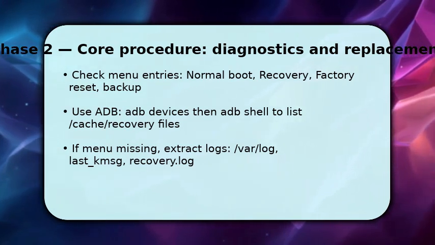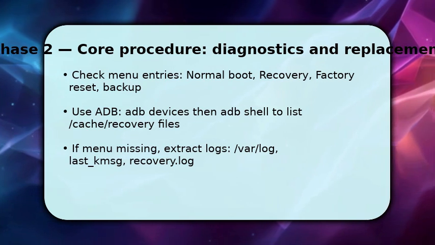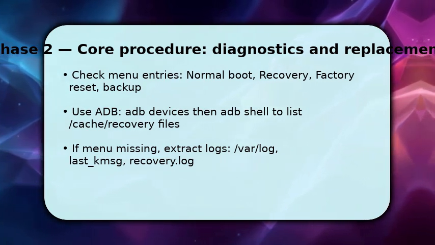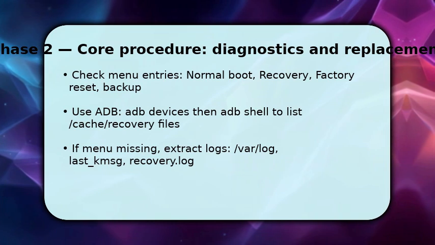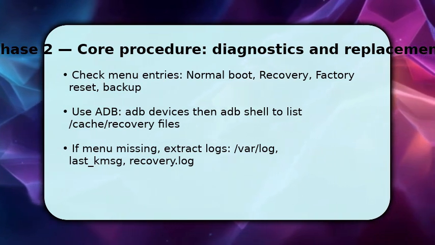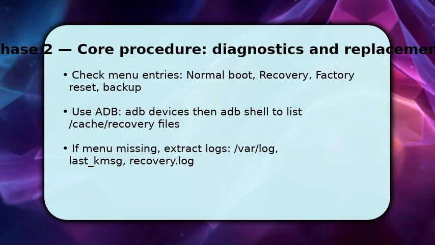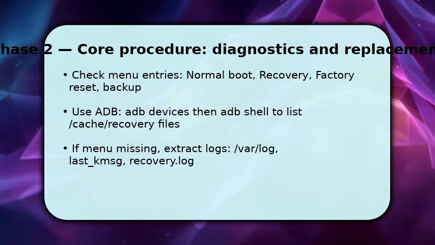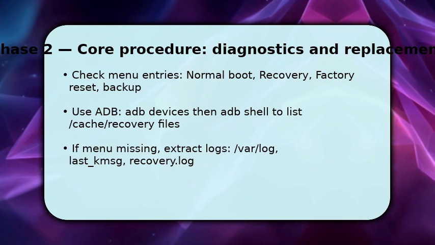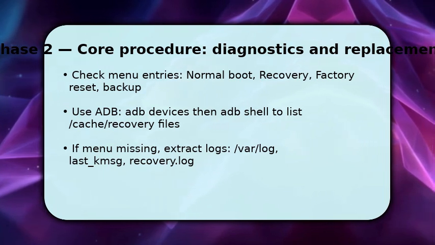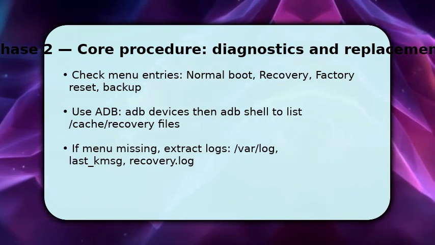Use ADB, run adb devices to confirm connection, then adb shell to inspect /cache/recovery and /data/system for recovery-related files. Once those files are visible, pull recovery.log and last_kmsg to identify permission errors or missing binaries. Make sure to compare file sizes and timestamps.